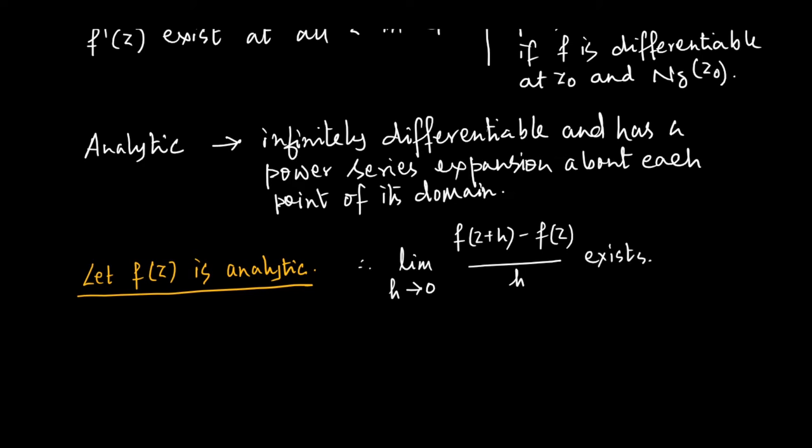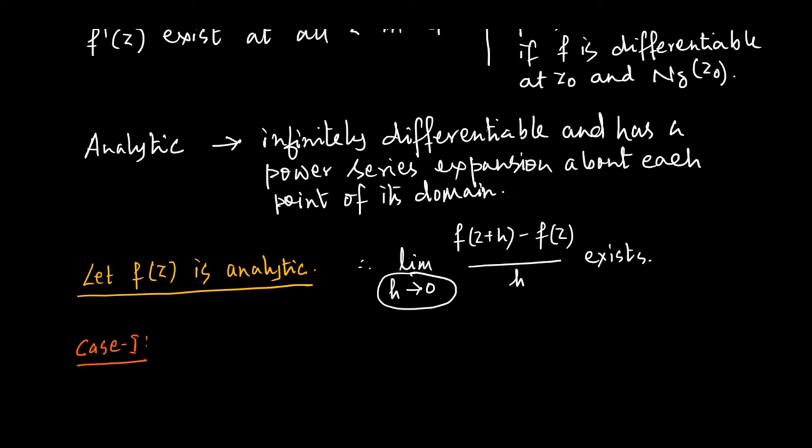That means this h can approach 0 via any path. And whenever h approaches 0 in any path, this expression [f(z+h) - f(z)]/h should approach the same value. Okay, let us see. Let us evaluate the limit in two different ways. That is, we consider two possible approach paths of h tends to 0.